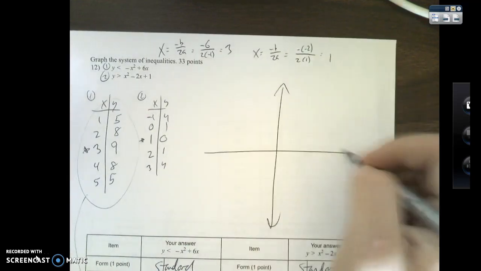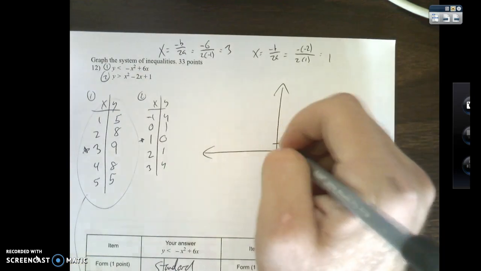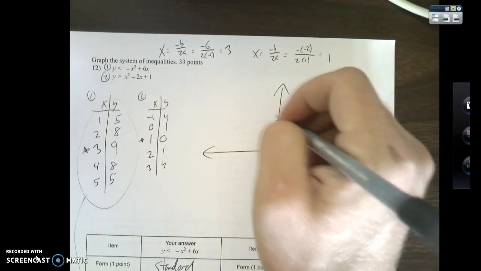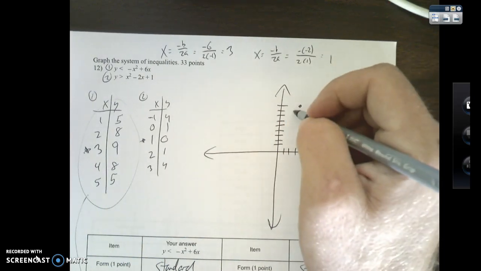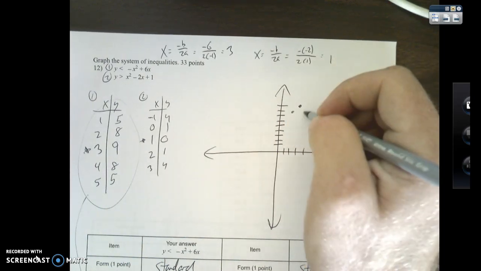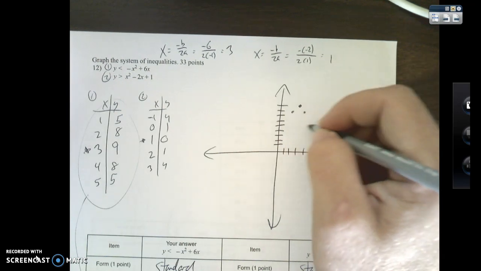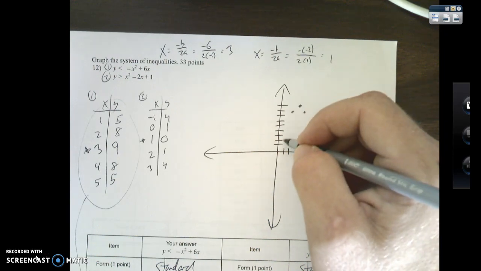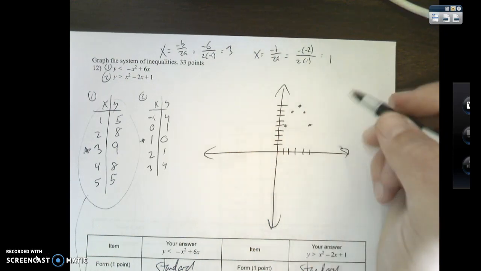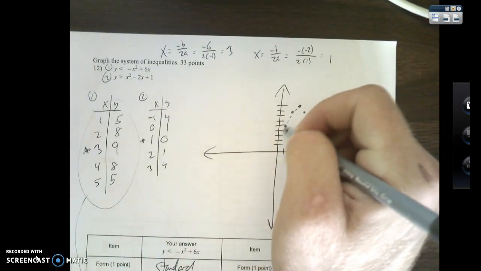So my first graph is over here. 1, 2, 3, 1, 2, 3, 4, 5, 6, 7, 8, 9. So there's 3, 9. 2, 8 is right about there. 4, 8 as such. 5, 5. Okay, and 1, 5. Now, the first one says less than, so it's a dashed line.